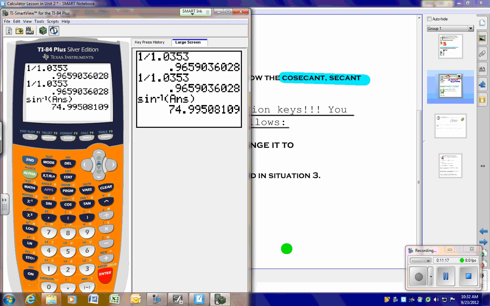Now, for the other 2 problems right below this, you should also get about 75 degrees. So why don't you pause the recording and make sure that you can do that, okay? They both should have an answer of about 75.